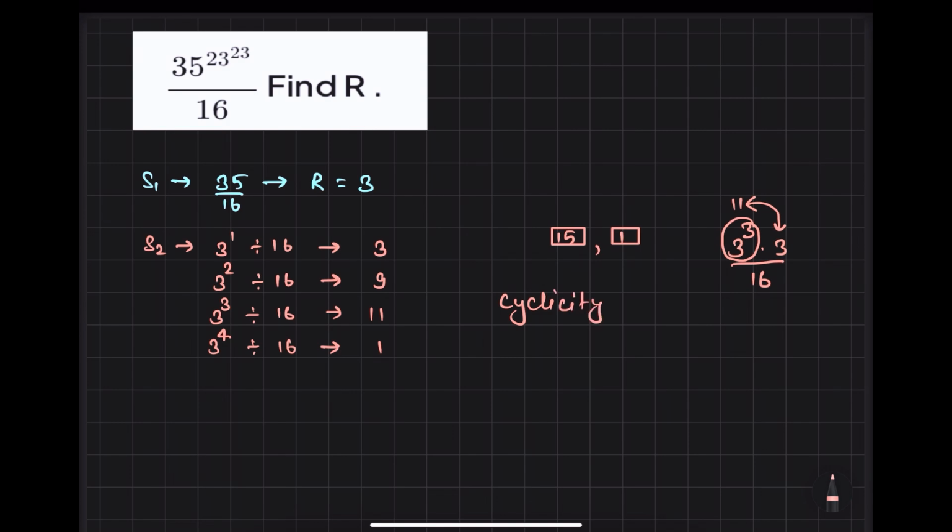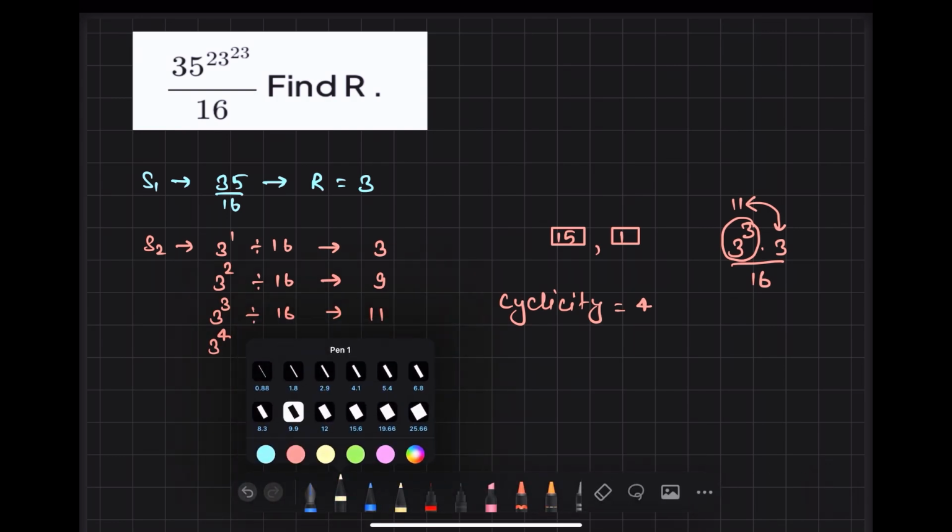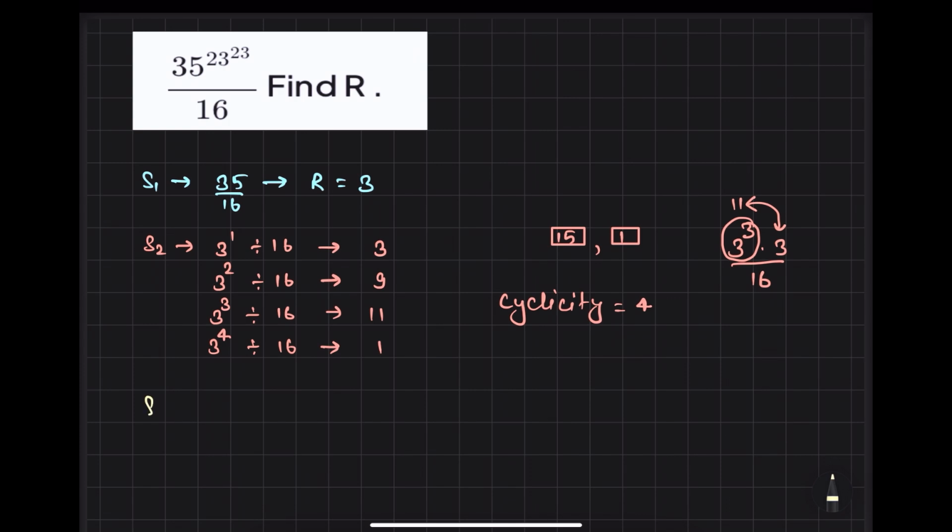Okay, cyclicity is 4. Now what we will do with the cyclicity? We will divide the power by this cyclicity to get the remainder. So 23 power 23 by 4. Now we have to find out the remainder. And whatever we will get as the remainder, we will put that remainder to the power of 35. And then we will finally divide by 16 to get the required result.